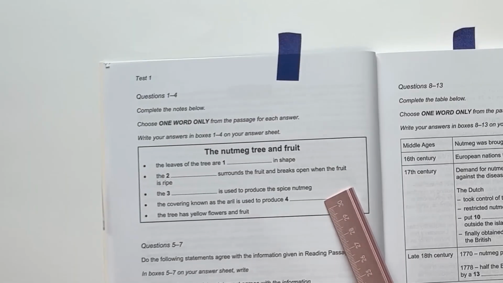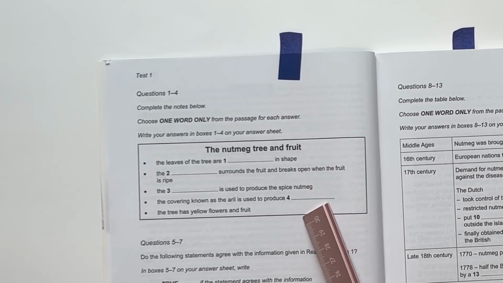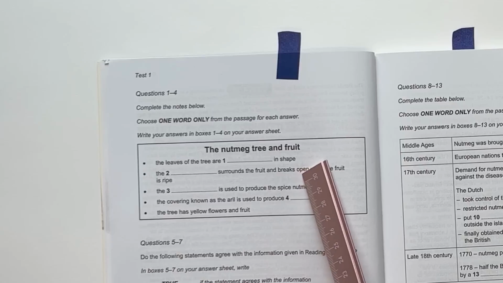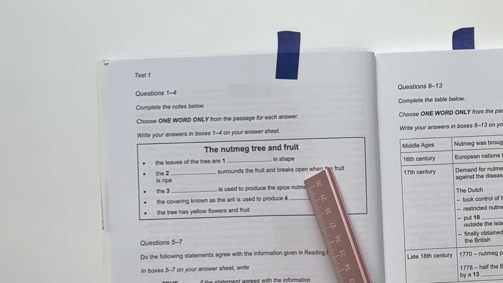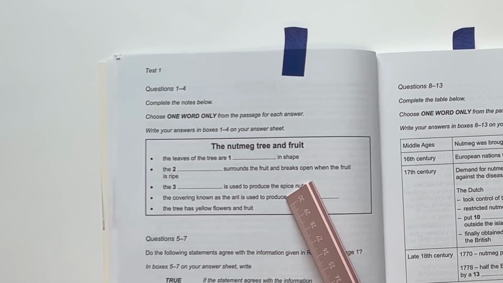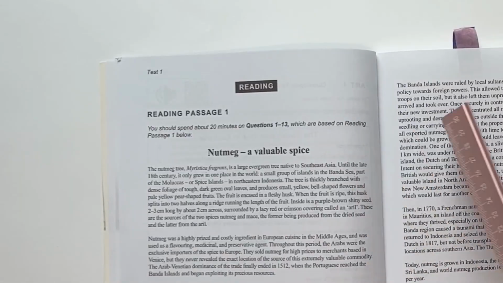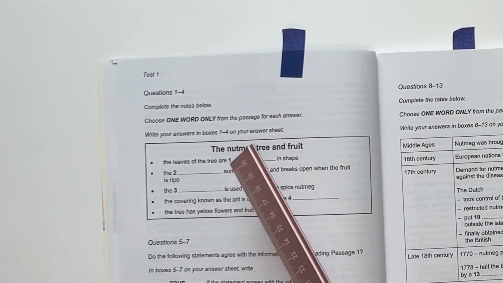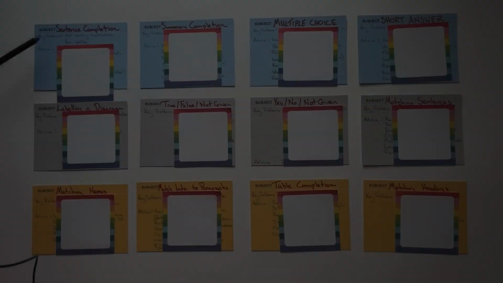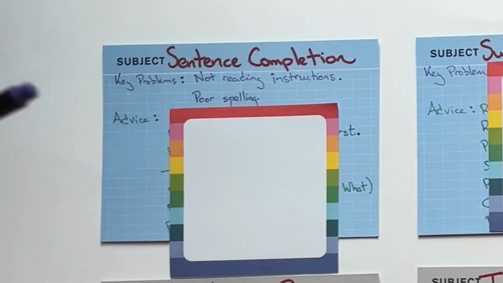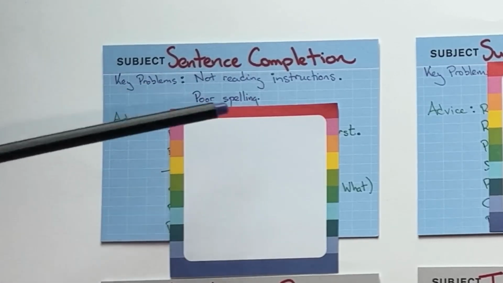So this is an example of a sentence completion question here. So for sentence completion, you will have sentences. They will be incomplete, and you need to complete them with a word or words from the text. So you would be looking at the text here, and then you would be completing these sentences with words from the text. So for sentence completion questions, the two key problems are not reading the instructions, especially about the number of words, and poor spelling.